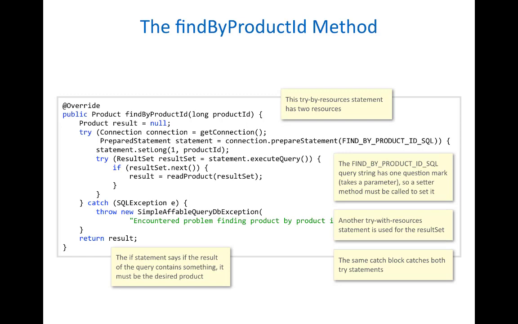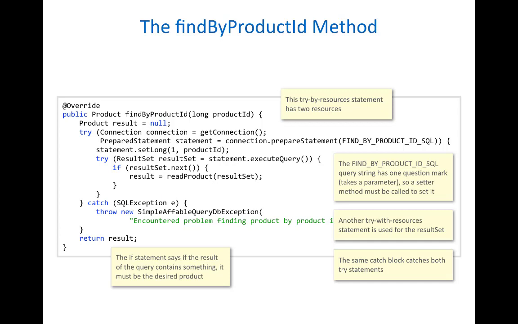Now let's look at the findByProductID method. This method takes a primary key and returns the corresponding product. We declare a product object at the beginning. Then we use a try with resources statement that contains two resources, a connection and a statement. We cannot include the result set with the other two resources because the statement needs to be modified before we can get the result. The statement needs to be modified because it takes a parameter.